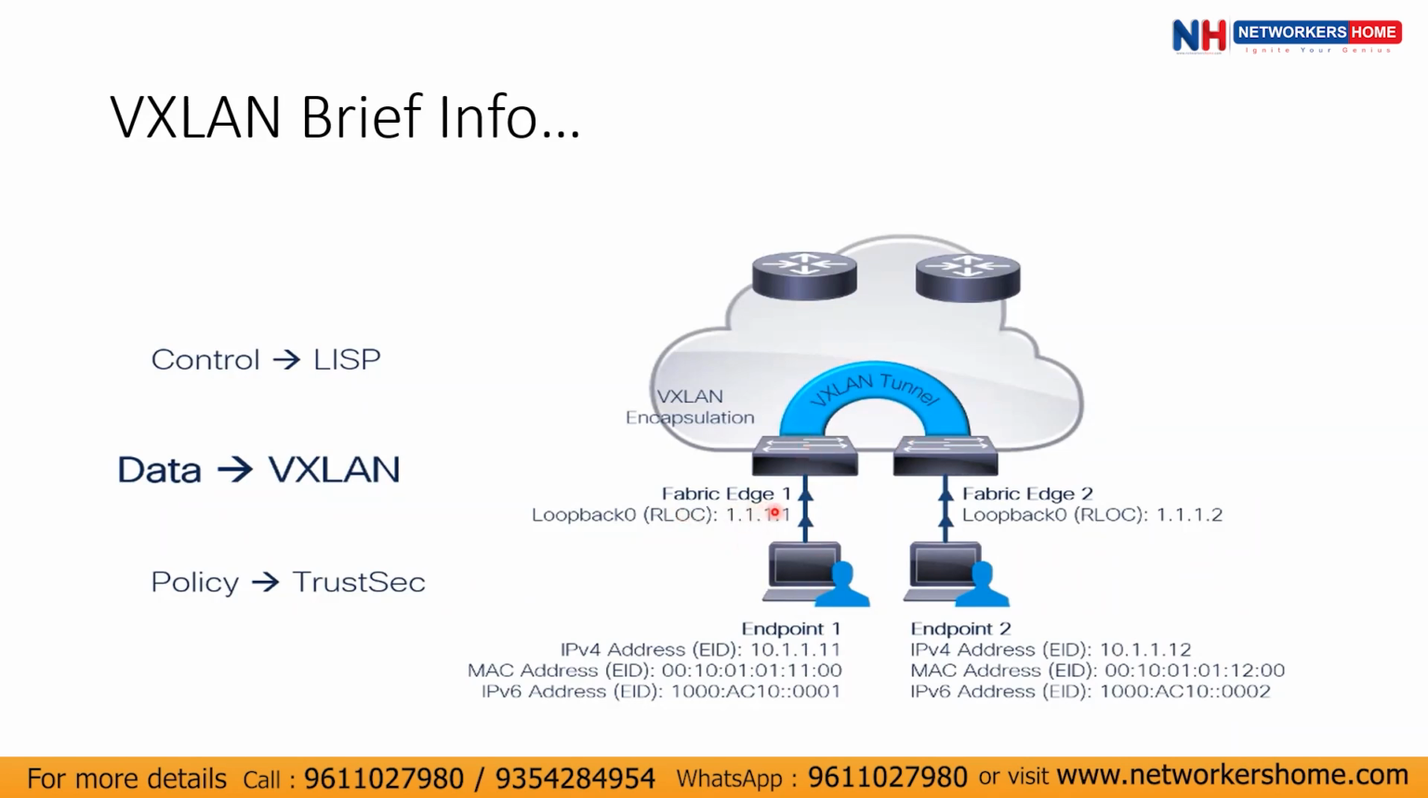So whenever any fabric edge is trying to connect to this particular endpoint 2, suppose endpoint 1 is trying to connect to endpoint 2, it always sends the packet to this fabric edge.